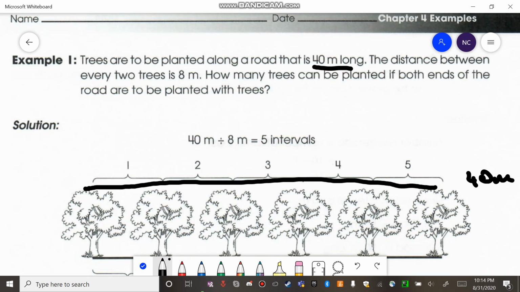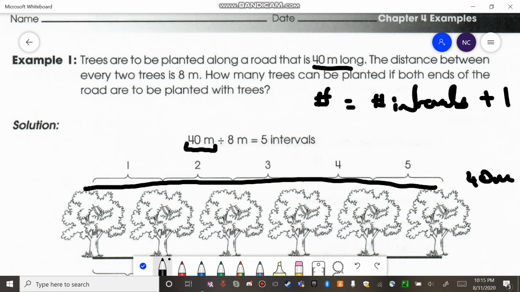So in this problem, we need to remember a general rule. Whatever object or number we are dealing with that is divided into intervals, that number is always going to be the number of intervals plus 1.